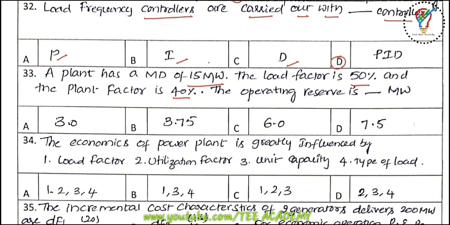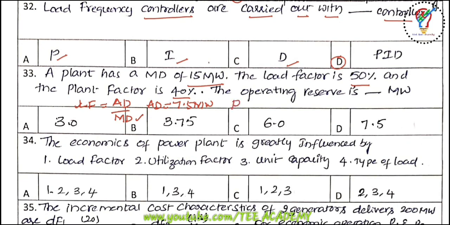Now, what is the load factor? Load factor is the ratio of average demand to maximum demand. In the given data, maximum demand is given and load factor is given. So from this you can easily find the average demand. How much average demand will you get? The average demand, AD, is equal to 7.5 megawatts. But what they asked is to find the reserve capacity.